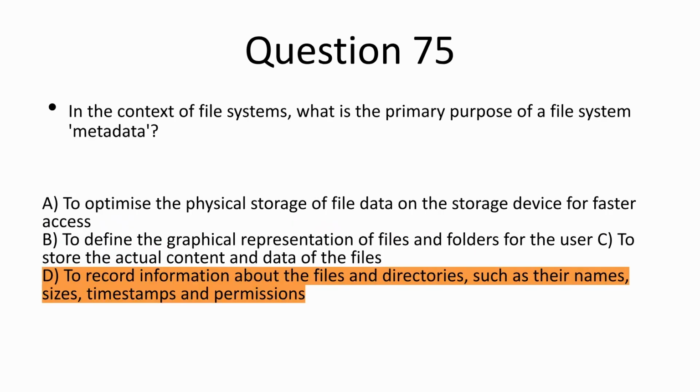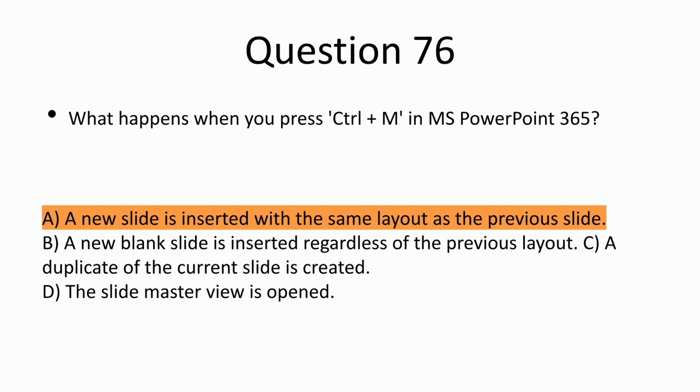Question 75. In the context of file systems, what is the primary purpose of file system metadata? The purpose is D. To record information about the files and directories, such as their names, sizes, timestamps, and permissions. Question 76. What happens when you press Ctrl plus M in MS PowerPoint 365? The correct action is A. A new slide is inserted with the same layout as the previous slide.